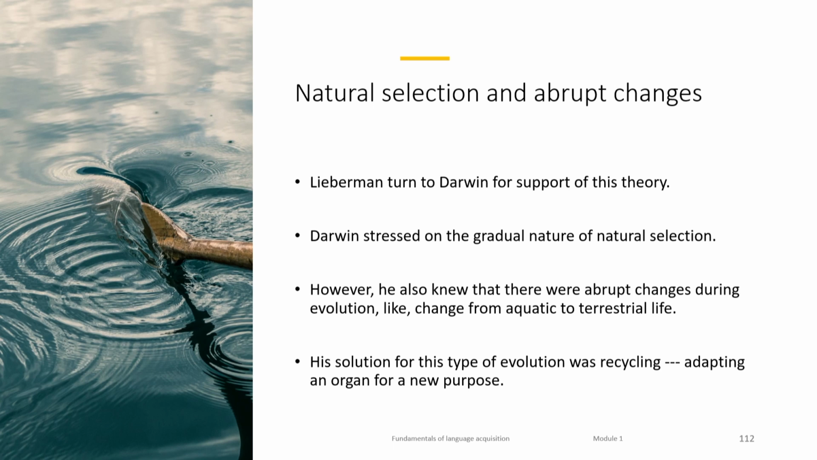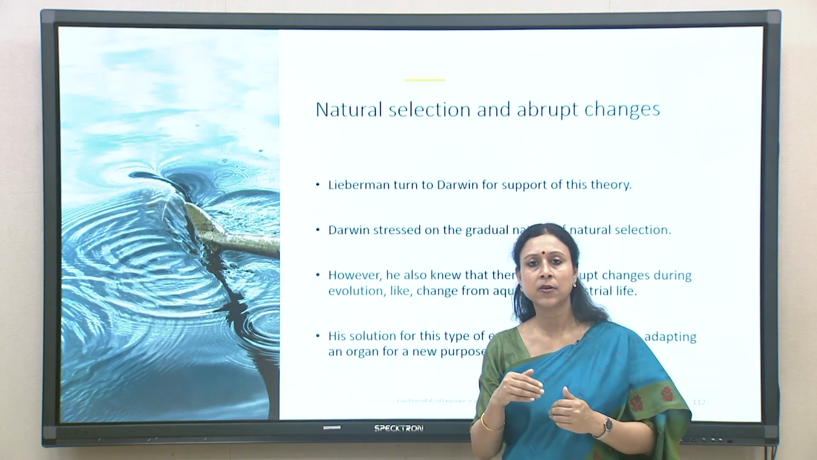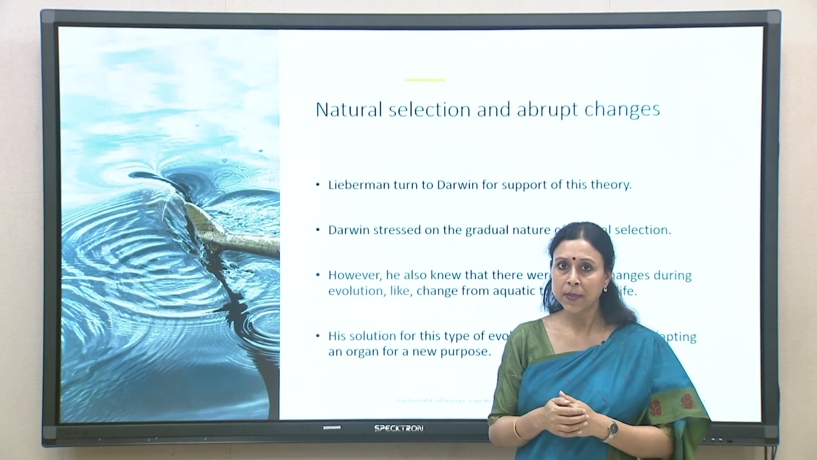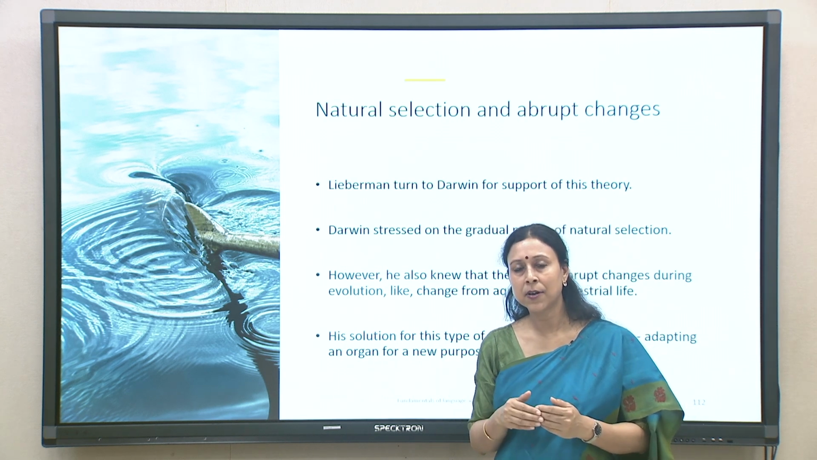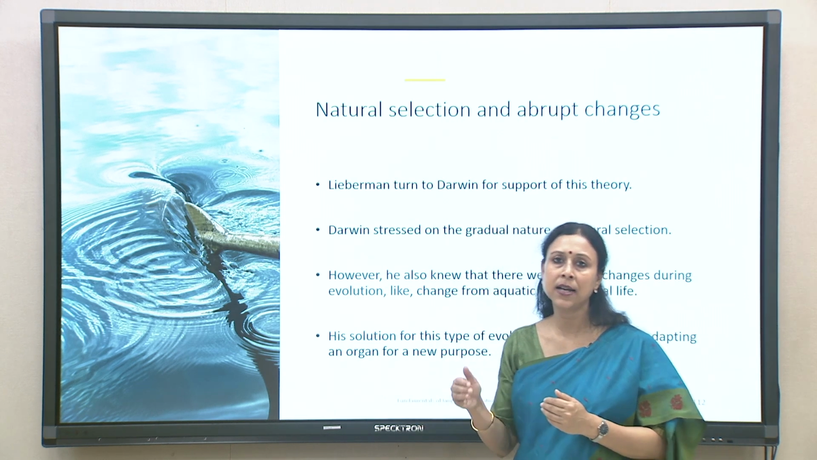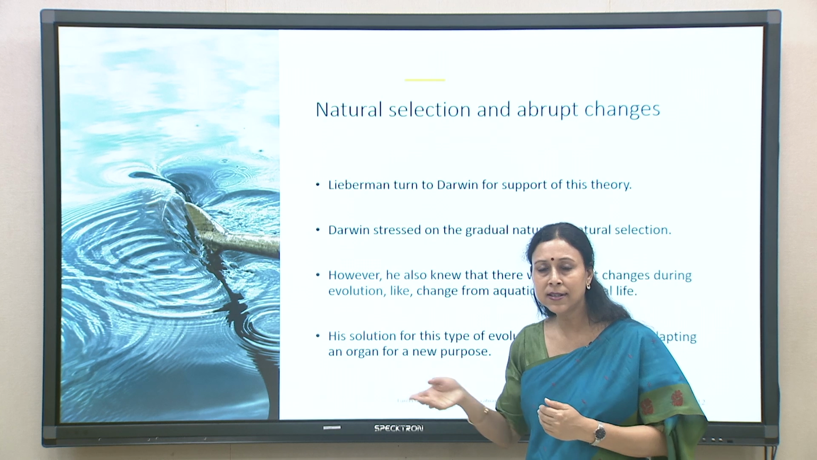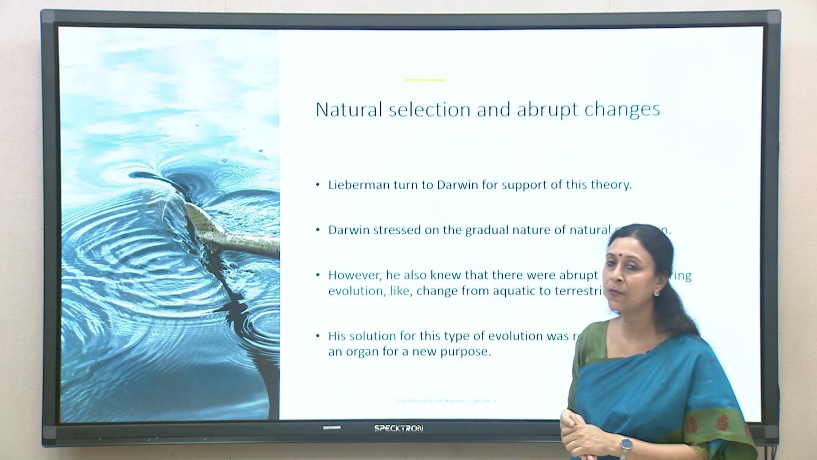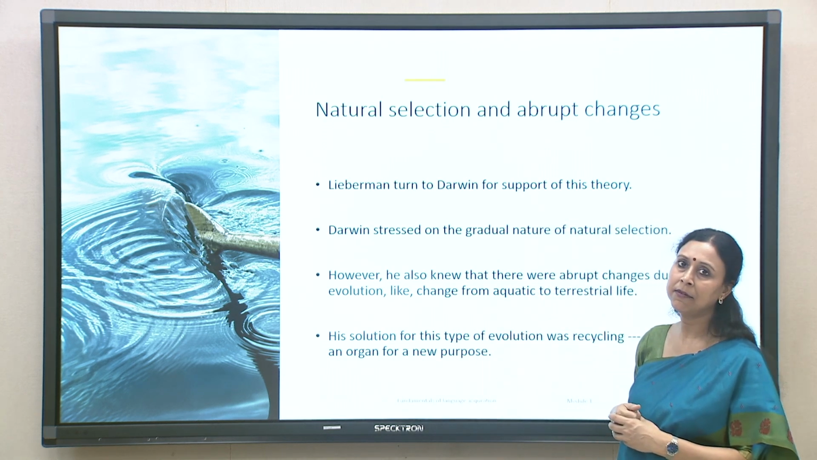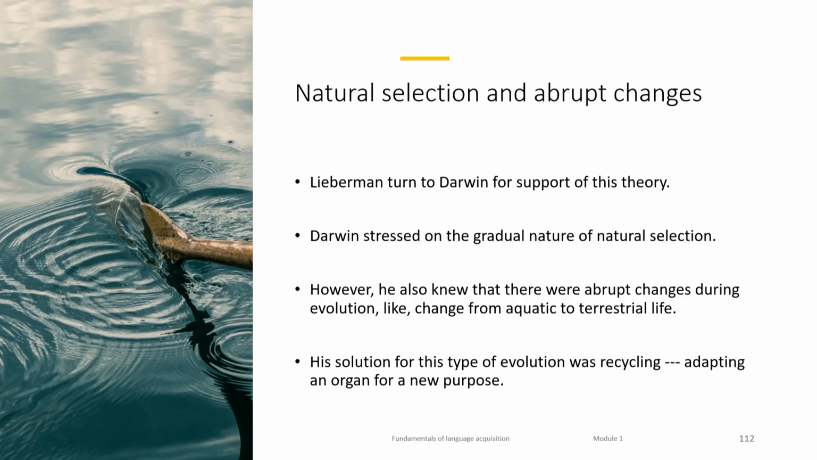However, he also knew that there were abrupt changes during evolution, like the change from aquatic to terrestrial life. Even though Darwin says that natural selection works rather slowly through evolution, he does say that there are stages from the aquatic to the reptile, to the amphibian, to the mammals, and those kinds of stages. So, as a result, Philip Lieberman also goes back to that idea, and his solution for this type of evolution was recycling, adapting an organ for a new purpose.